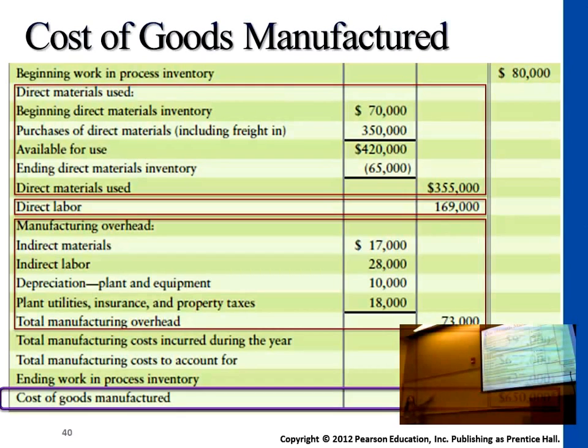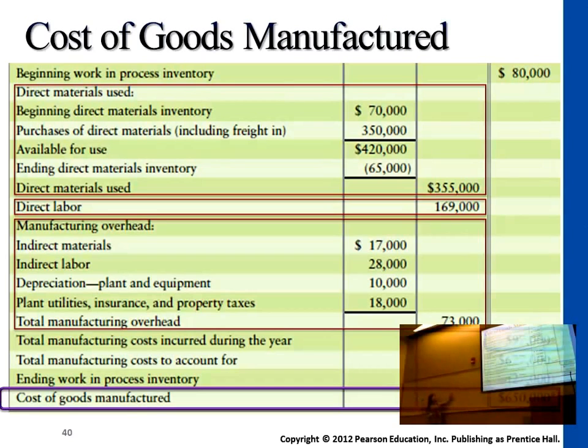We made new purchases of materials, $350,000 with freight charges. Add them together, those are the total direct materials available for us to use, but then we still have leftover this year end, meaning we didn't actually use the whole set of it. So altogether, we actually used $355,000 worth of materials. Carry this over to calculate what is the finished goods cost, because this is only one part of it. This is the first category of cost.